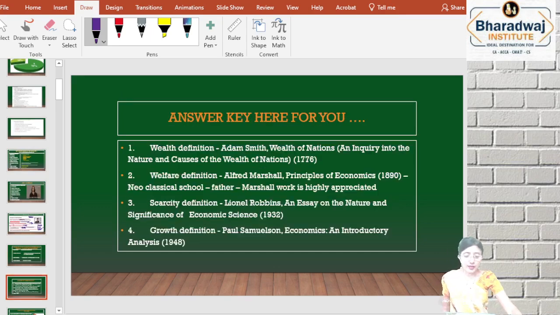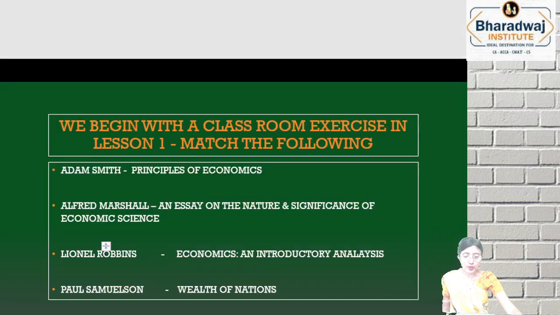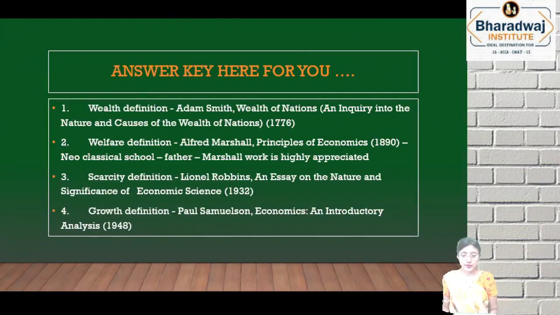But other things also I asked, so please look at this: the year and the name of the definition. Mudit, Karan, check whether you have written the correct year. Answer key is there for you. Wealth definition, welfare, scarcity and growth. Year of publication: Wealth of Nations is 1776. Principles of Economics is 1890. Scarcity definition is 1932. Growth definition is 1948.